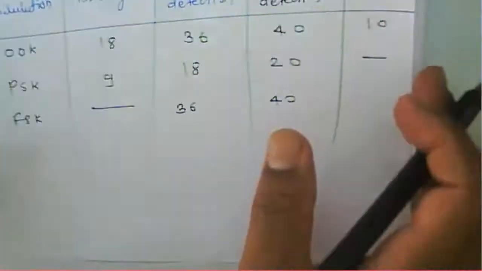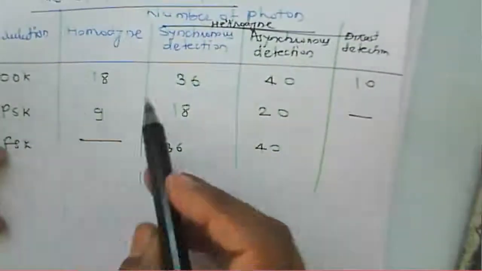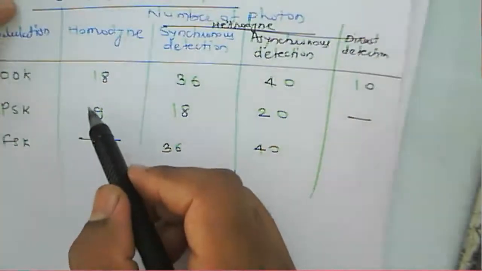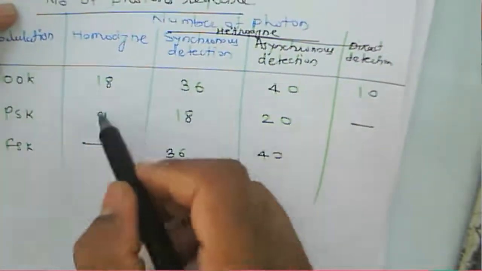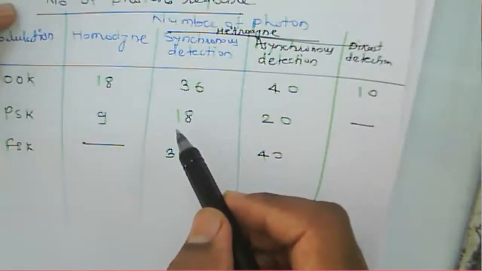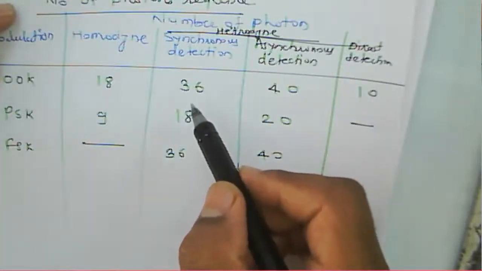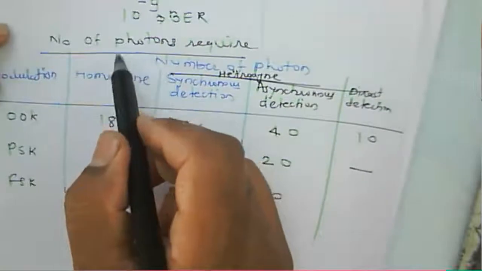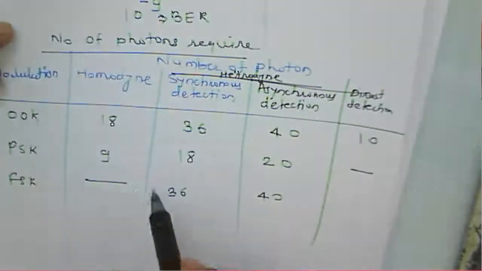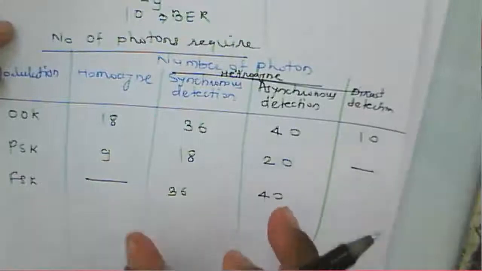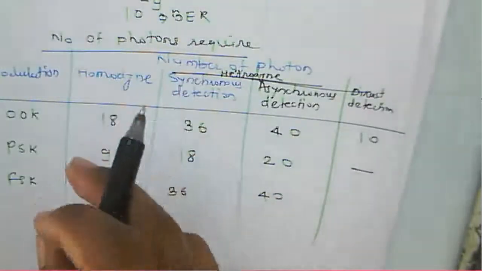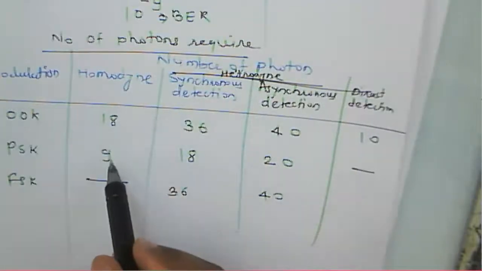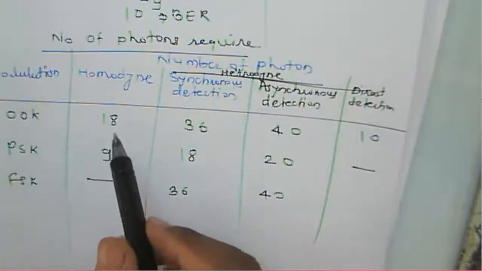So now if you see this table, what the table itself is saying is the number of photons required per bit for a 10 to the power minus 9 BER. So in the case of homodyne or heterodyne, this table says what the number of photons per bit required for the heterodyne or homodyne detections will be.